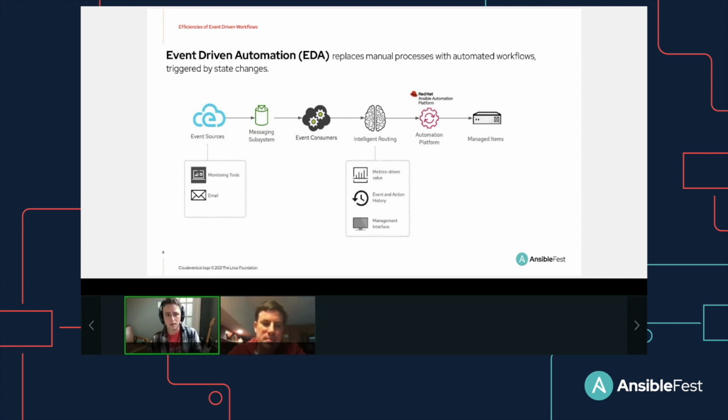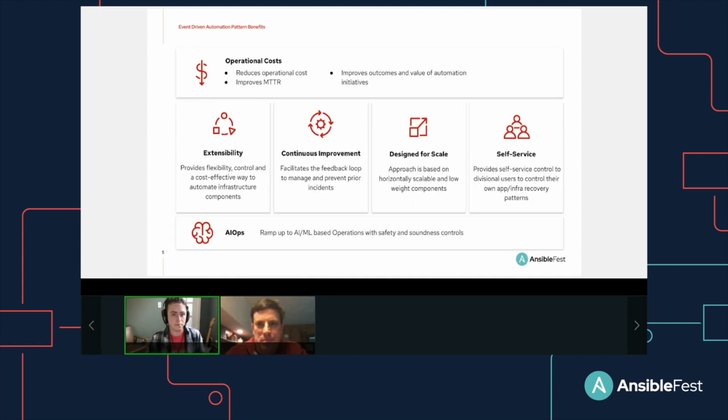So this model could really be used for a few different use cases. They all are going to have similar benefits, such as improved mean time to resolution, reduced operational costs, and decreased outages. But the three different use cases that we wanted to discuss are automated patch management, self-healing infrastructure, and AI ops. The two that we're really going to discuss today are self-healing infrastructure and AI ops.